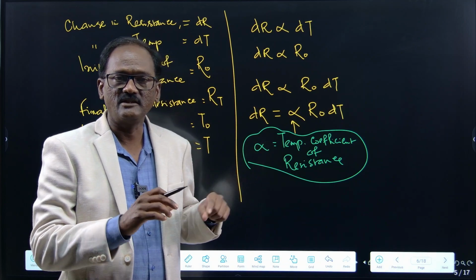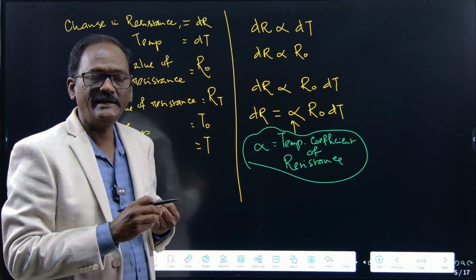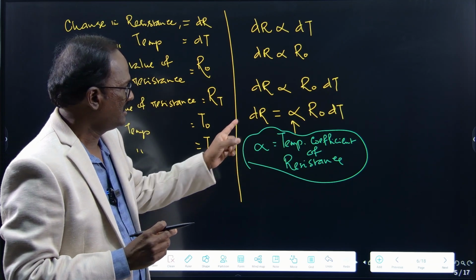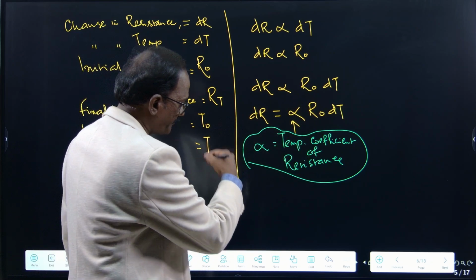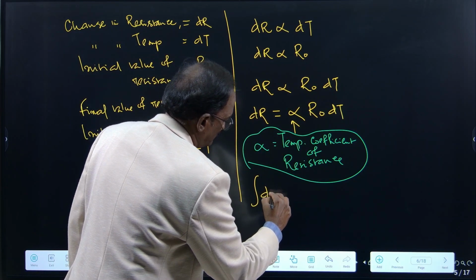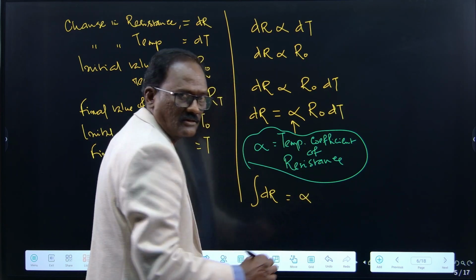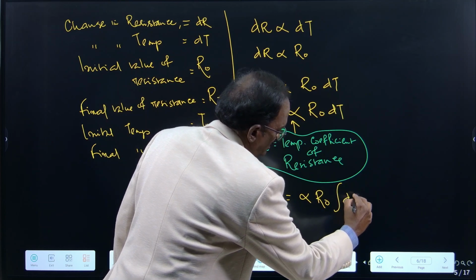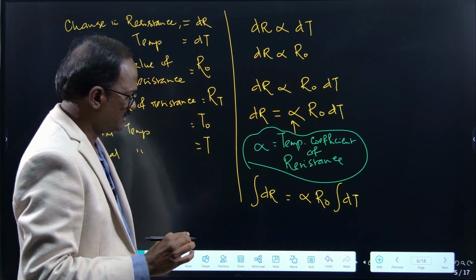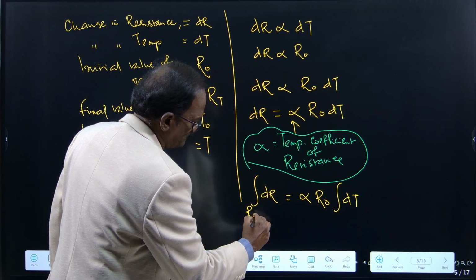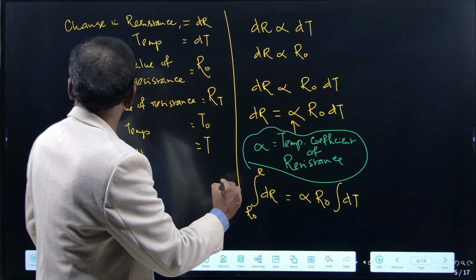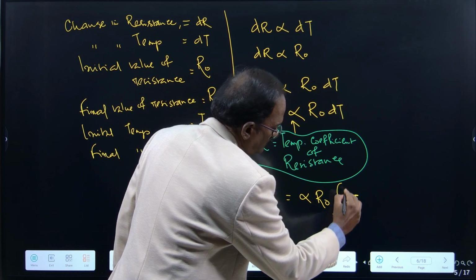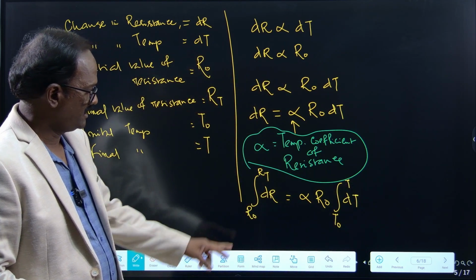For copper, it has one value. For aluminum, for iron, for alloys, material to material, different alphas will be there. Experimental values are available in the data sheet, right? So dR is equal to alpha R0 dT. I am going to integrate both sides. Alpha is a material constant, the initial value is also constant. Only the change is temperature. Integrate temperature only. Initial value R0, final value RT. Initial temperature T0, final value any temperature, right?